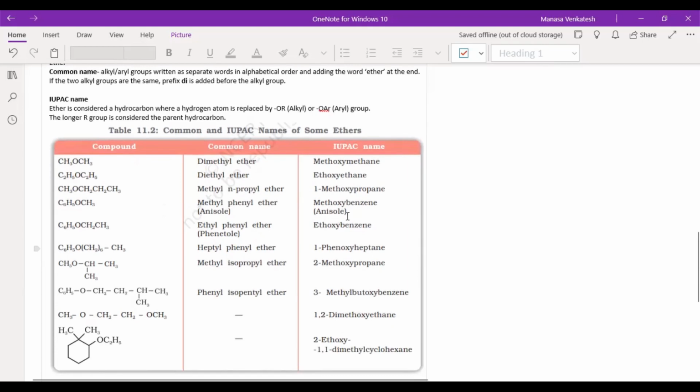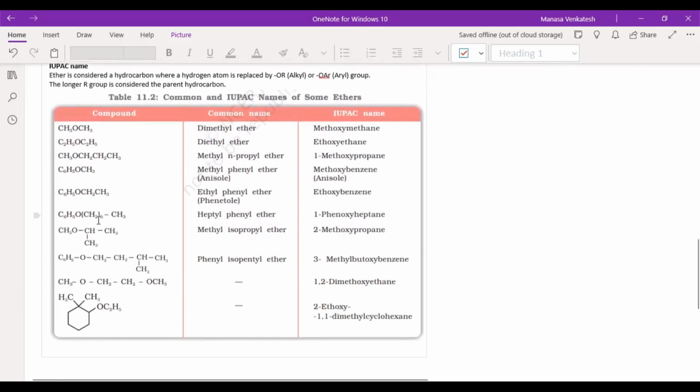Next, you have methoxybenzene. Benzene becomes the parent because it has 6 carbon atoms. Methoxy just has 1. There's one more very interesting one over here. So here you have a C6H5, which is directly attached to the oxygen. And here you have a CH2 taken 6 times, then CH3. So basically this side you have 7 carbon atoms. Here you have just 6. So this 7 carbon chain becomes the parent. So heptane, and 1-phenoxyheptane.